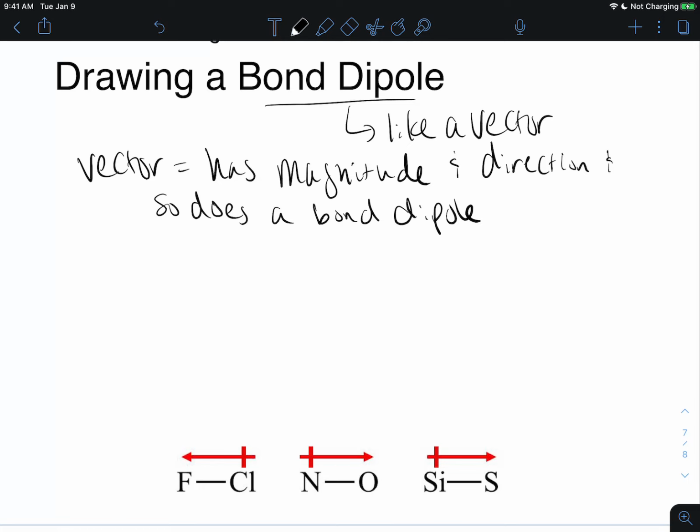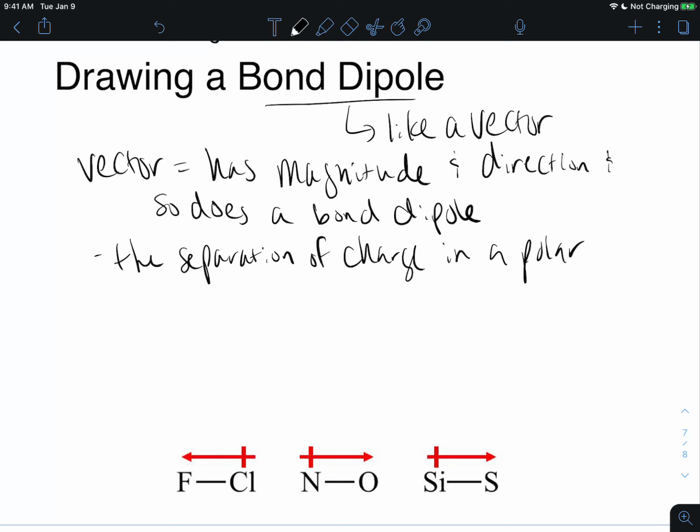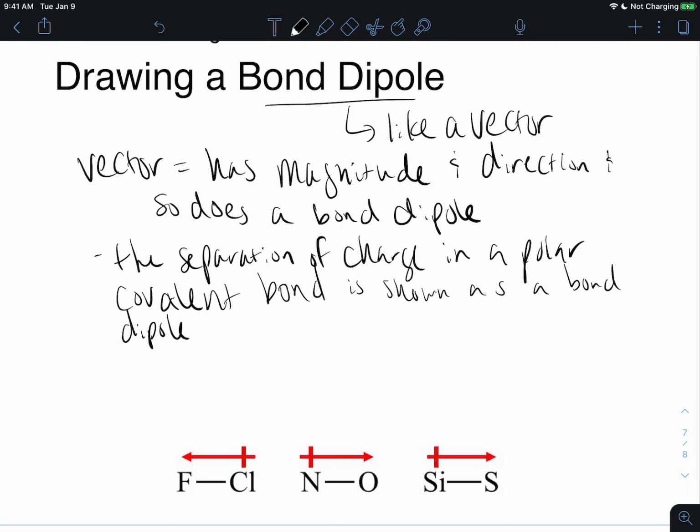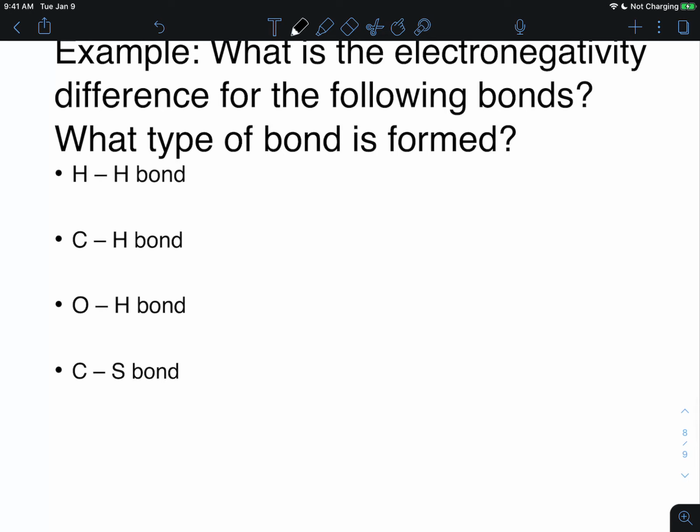Okay, so the separation of charge in a polar covalent bond is shown as a bond dipole. So let's look at the following bonds and determine what the difference in electronegativity is and what type of bond is formed, and let's draw the bond dipoles if we have any.